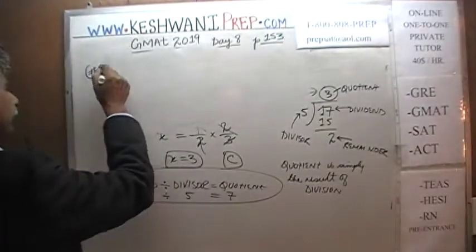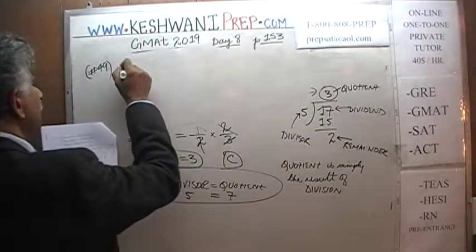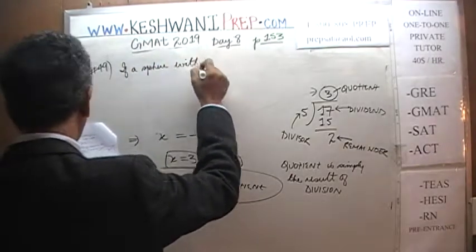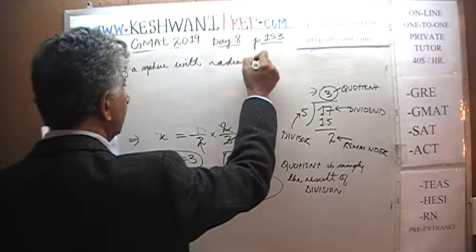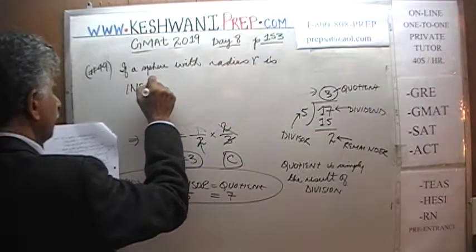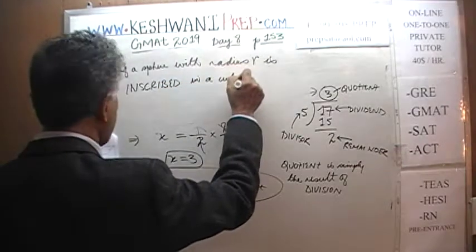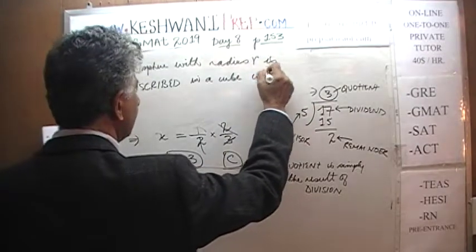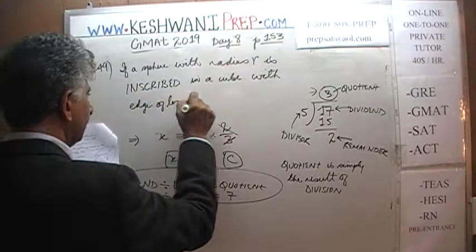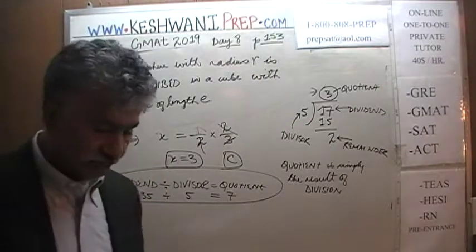Number 49. In number 49, it says, if a sphere with radius r is inscribed in a cube with edge of length e. What's the relationship between? I'm not going to write the rest of it. You can read the problem yourself.